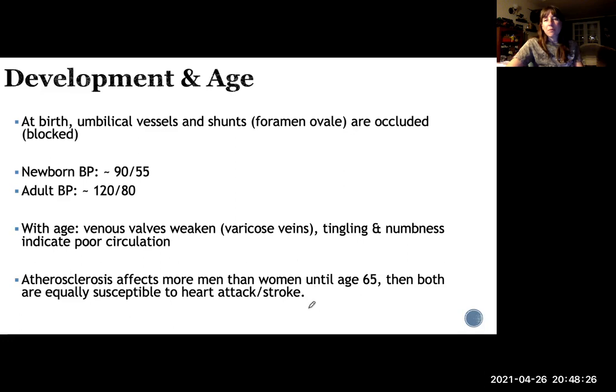Atherosclerosis is more of a problem for men than women throughout life because there are protective effects of estrogen for women. After the age of 65, the danger evens out for both men and women, and then they are both equally susceptible to heart attack or stroke.